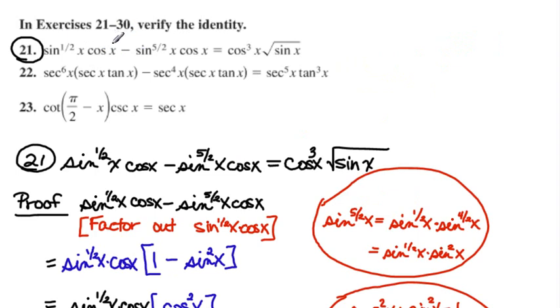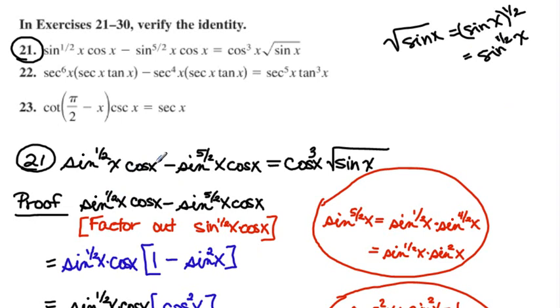Now, the next set of problems is still to do the verification. They get a little bit trickier, but we can still work through this and find the result that we need. Number 21 in particular: sine to the 1/2 x times cosine x minus sine to the 5/2 x cosine x is equal to cosine x cubed times the square root of sine x. Now understand, square root of sine x is the same thing as sine x to the 1/2, and we write that also as sine of 1/2 x.